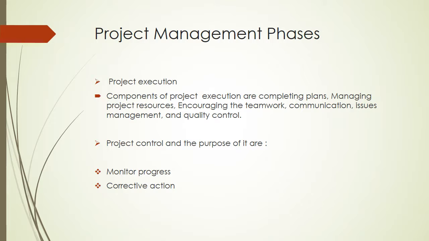So in my topic, I'll be focusing on the phases of project management. Project execution is a component of a project that involves completing plans, managing project resources, encouraging teamwork, communications, issues management, and quality control. The purpose of project control is to monitor the progress and to correct the actions.